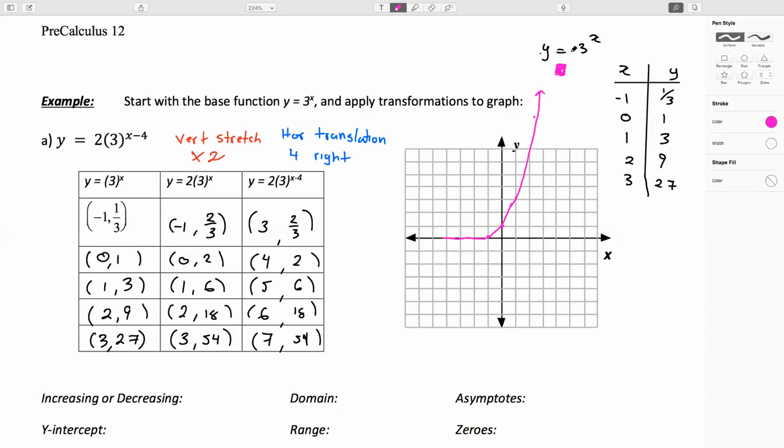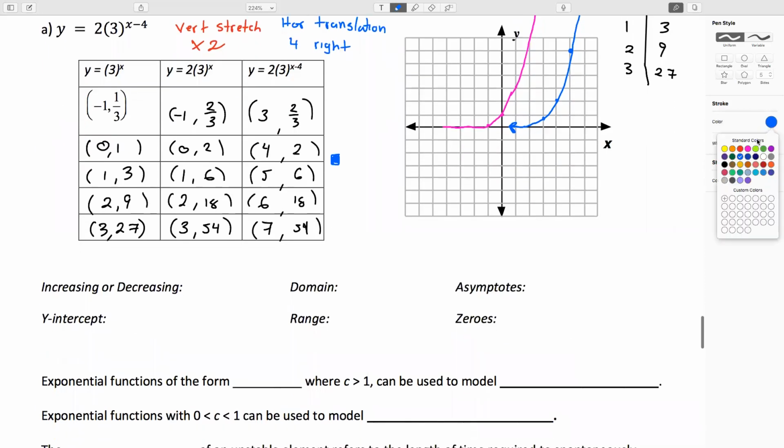The transformed one, which we will do in blue, has the points 3 and 2/3, 4 and 2, 5 and 6. I think that's as far as we can go. So they're similar functions, but this one is steeper and it's been shifted over to the right.